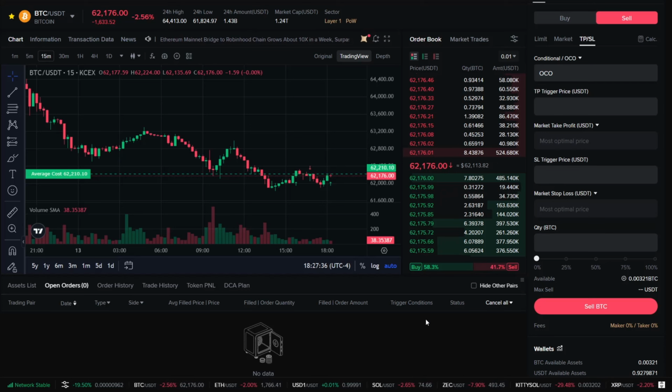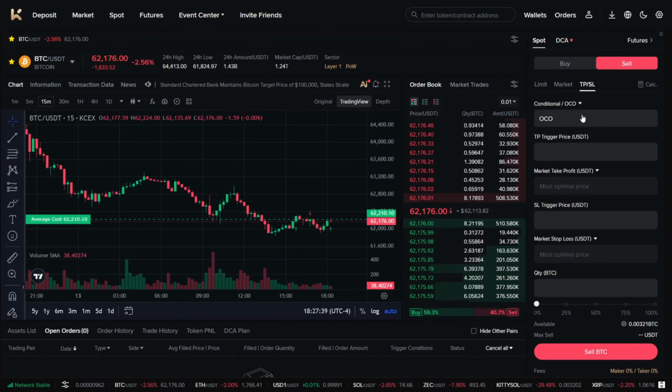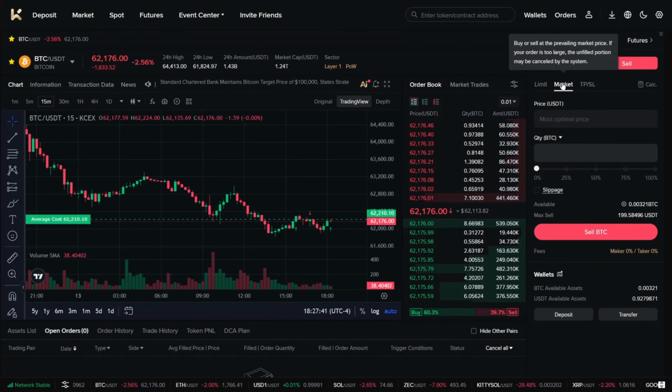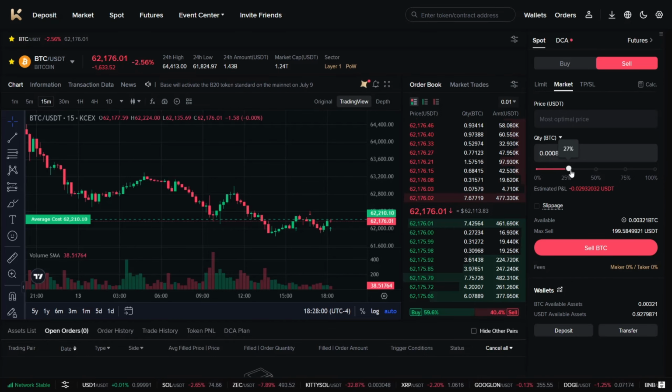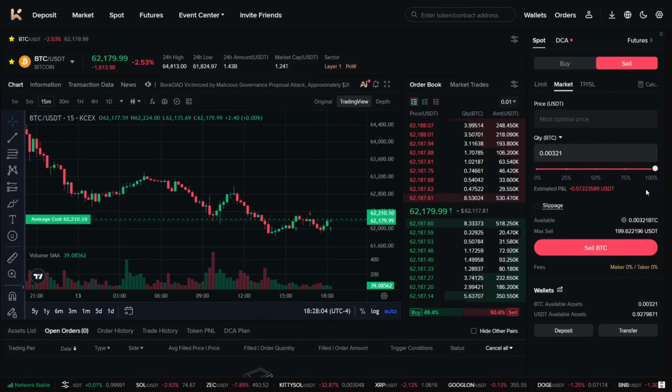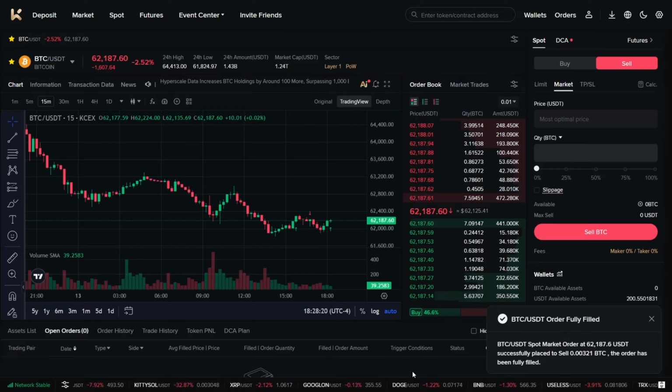If we wanted to sell our Bitcoin, we would just go back to the top right, click on market, make sure we are in sell, and then decide how much of our Bitcoin we want to sell. For this tutorial, we are just going to sell our full position. We can see our estimated P&L. So that means since our purchase, the market has gone down a tad bit, and we're going to click sell BTC and confirm. We can see that our order was fully filled.